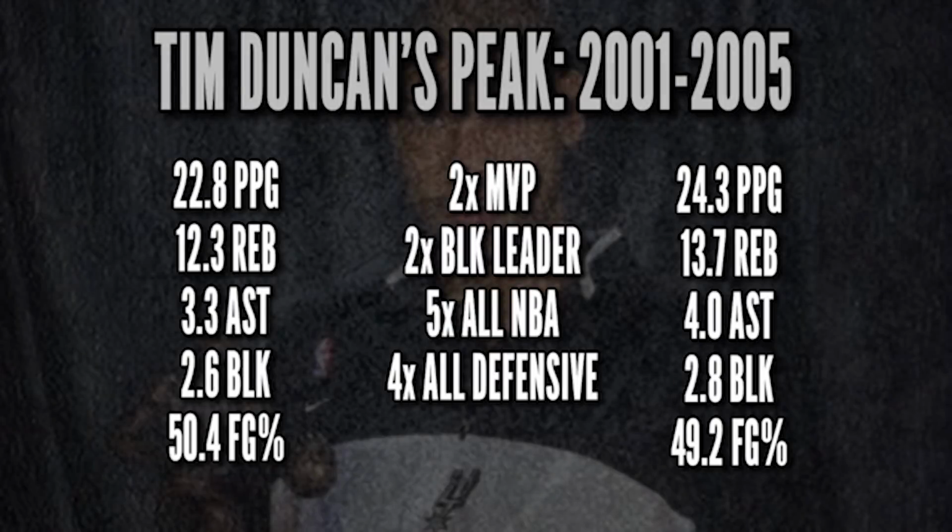So that's why I have Kareem at the number 7 spot. Now next up, number 6, we have the big fundamental Tim Duncan. And Duncan's peak was from 2001 till 2005, and during this stretch, he averaged 22.8 points per game, 12.3 boards, 3.3 assists, with 2.6 blocks a game, while shooting 50% from the field and 68% from the line.